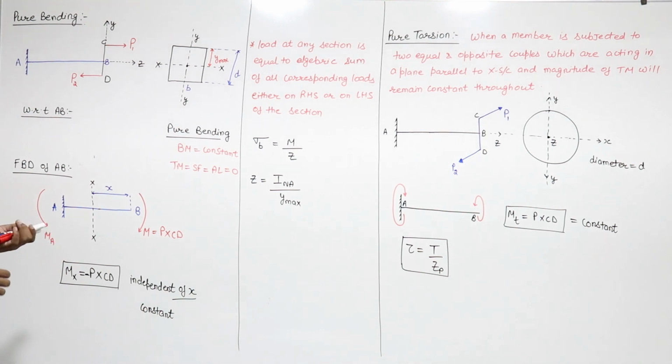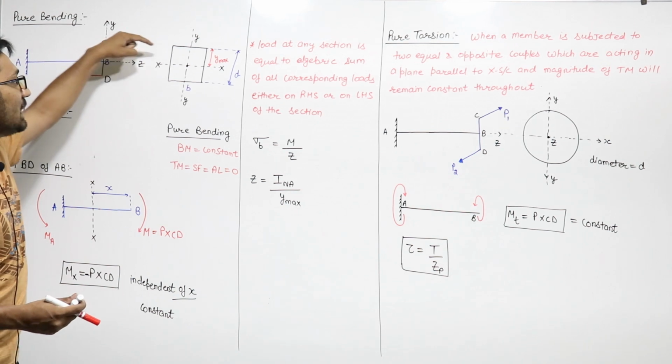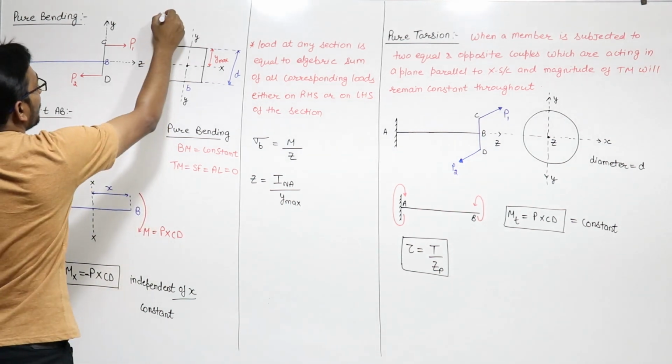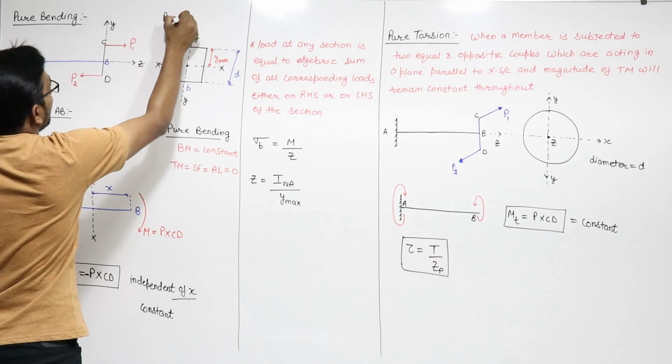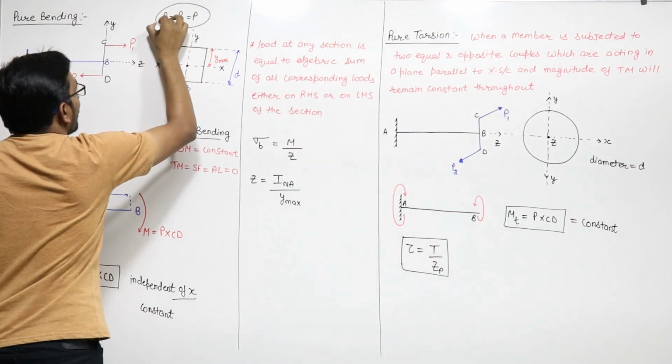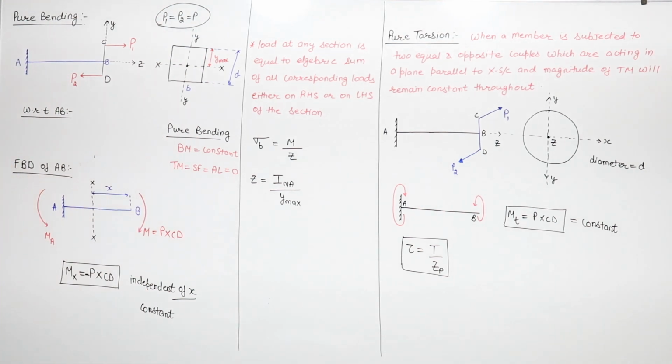So from CD I apply two loads, this P1 and, in this direction, P2. And I will say that the magnitudes of P1 and P2 are the same. P1 is equal to P2 is equal to P. The magnitude of both loads is the same.